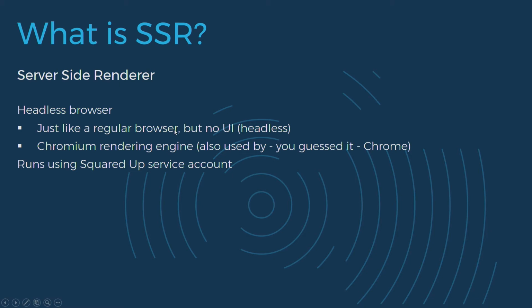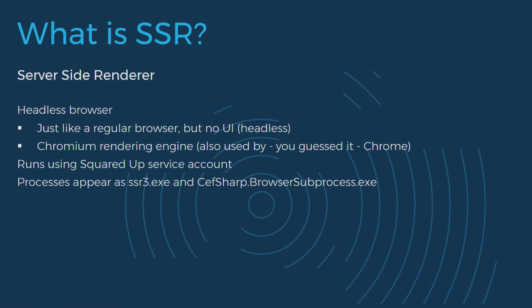So that SSR process runs using the Squared Up service account, as we've seen. When we look in Task Manager, and I'll show you this in a second, it appears as two processes. You've got SSR3.exe, which is the main SSR process, and then you'll see one or more sub-processes called cef-sharp.browser subprocess.exe. The latter is the actual Chromium rendering engine running. So each one of those subprocess.exe are essentially like a browser tab, running without a UI. And that's presumably one per dashboard. Yep.